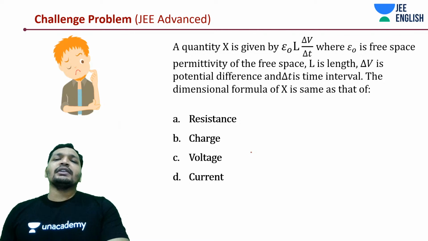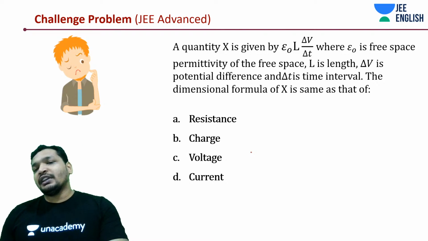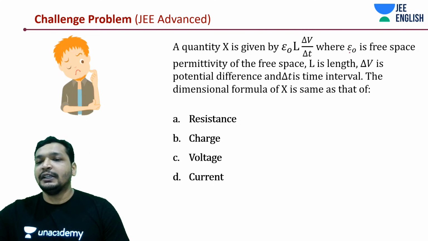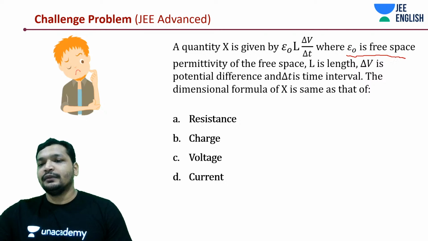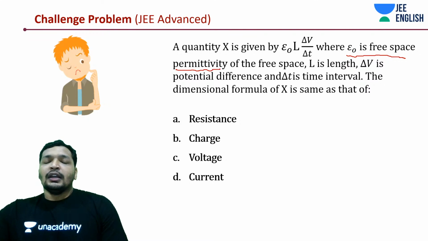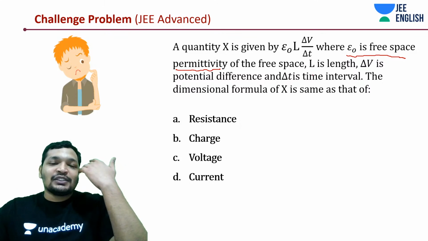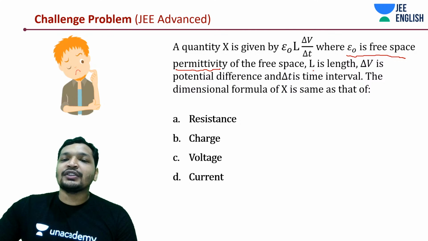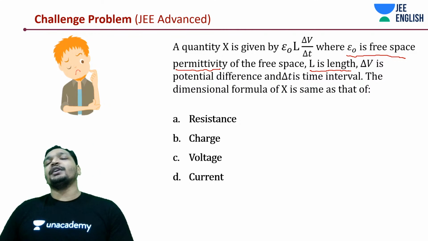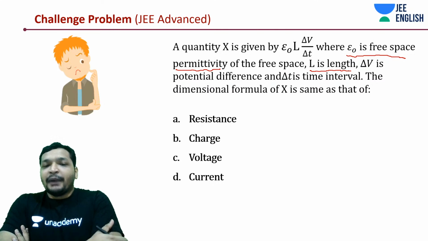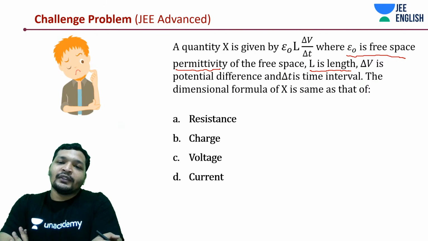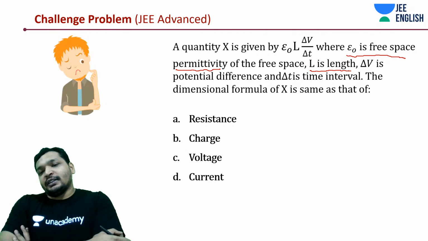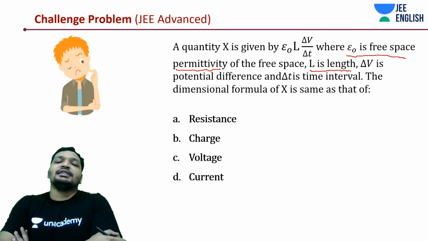A quantity x is given by ε₀ L into ΔV by ΔT, where ε₀ is free space permittivity. You know this thing, guys. This was the question in the quiz. Didn't we have this question? It's a JEE Advanced question. Have a look at the quality of the questions in the quiz. But you are doing a dimensional analysis over here. There also we did the dimensional analysis. Don't go about doing everything. That's my honest suggestion.